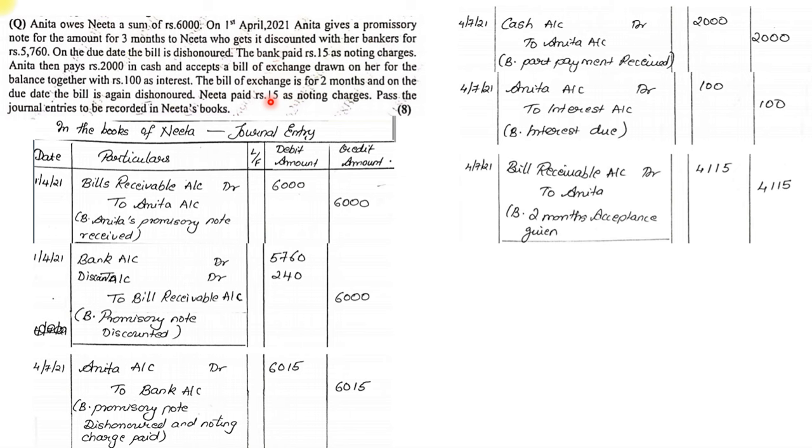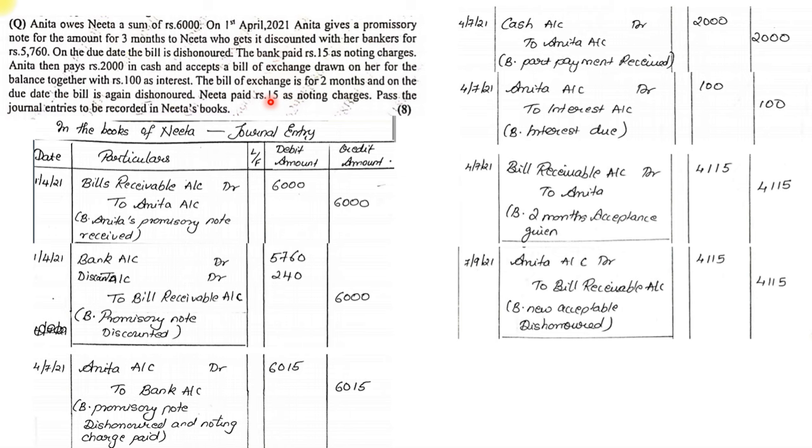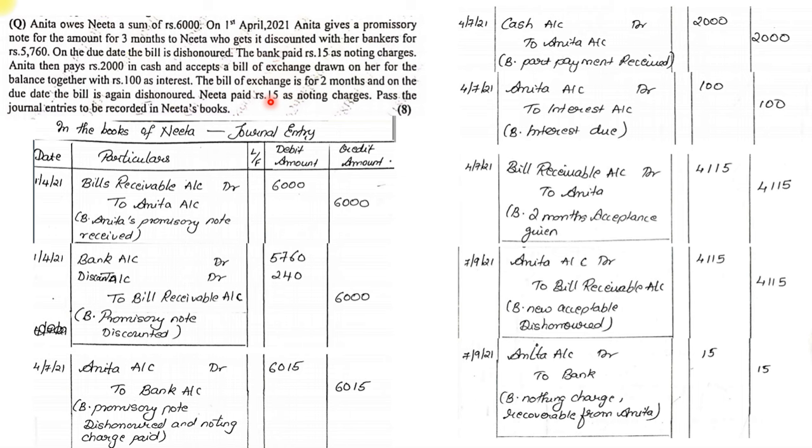Debit the defaulter. Anita is a defaulter. Credit who got defaulted in this case? Now the bill is with us, so we can't write our name. We will write bill receivable here. Anita account debit to bill receivable 4,115, and we paid 15 as noting charges which will be recovered from Anita. So my last entry will be Anita account debit to bank 15, being noting charges recoverable from Anita.